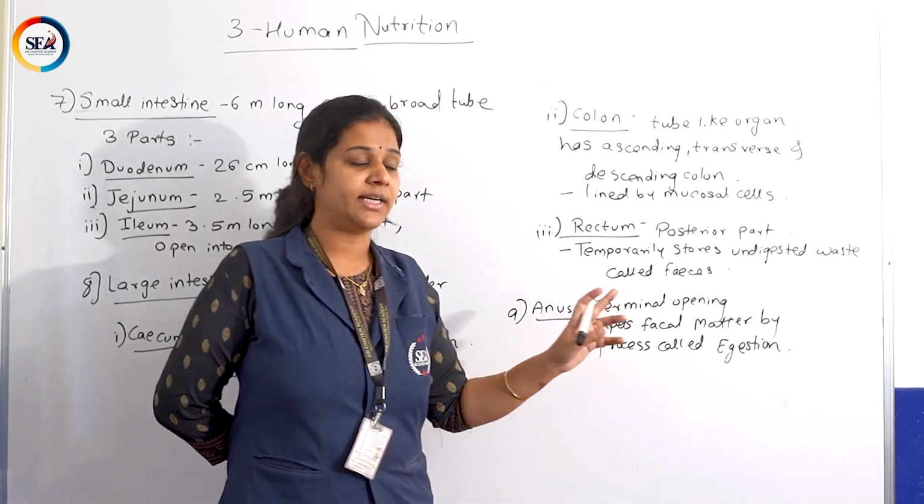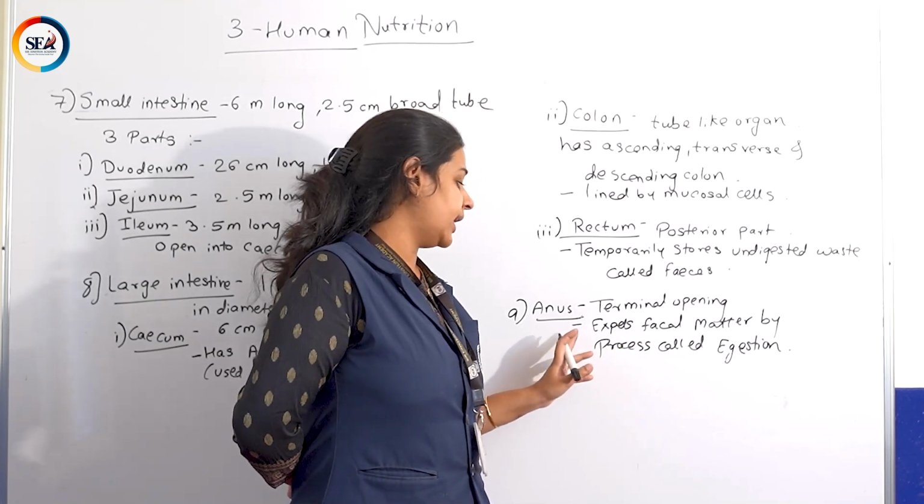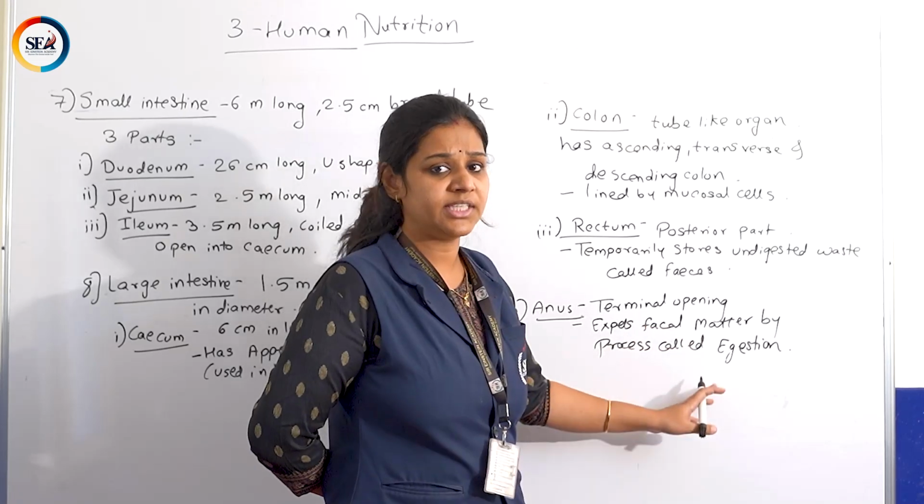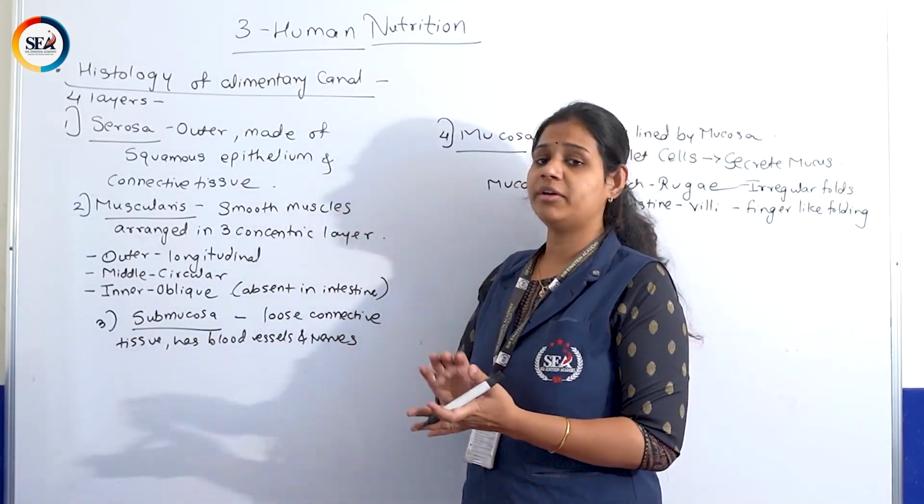The last part is the anus. The terminal opening of the alimentary canal is called the anus. Its work is to expel the fecal matter by the process which is called egestion, also called defecation. The next point is the histology of the alimentary canal.